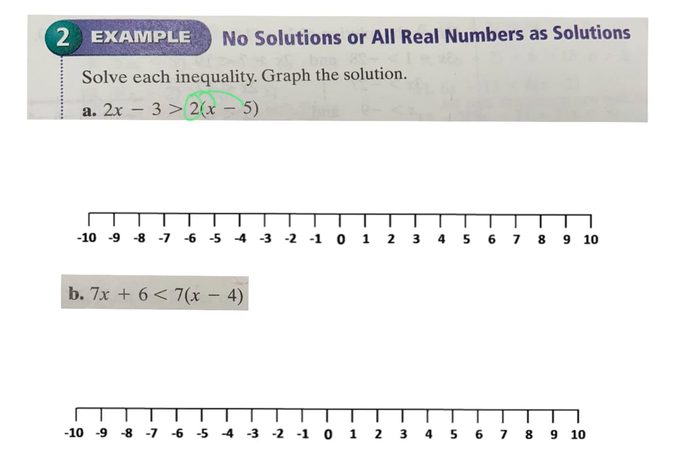So let's look at this first one. We're going to distribute our 2. So we have 2x minus 3 is greater than 2x minus 10. When I move my variable over, you can see that both of them cancel. So I get -3 is greater than -10. Is that true? -3 is bigger than -10. That will always be true. You cannot present a situation where that's not true. And so because of that, that is all real numbers. And so my answer is going to be all real numbers, right?